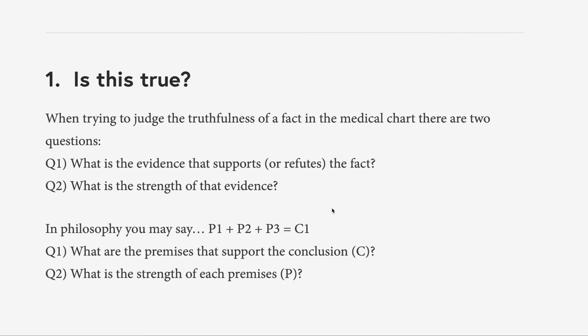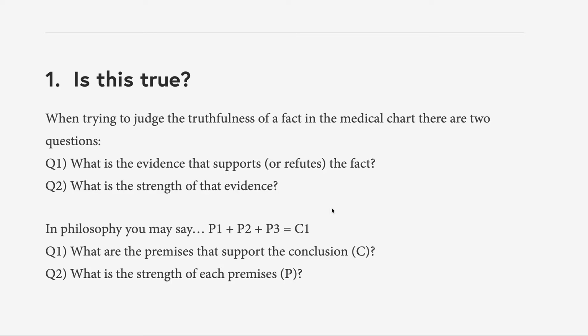Another way you could think about it in philosophy, we would say, is premise 1 plus premise 2 plus premise 3, do they all then lead to support the conclusion? If we wanted to make the allegory, we'd say, what are the premises that support the conclusion? That's the same way as thinking of what is the evidence that we need to support the fact. And then the second question is, what is the strength of each of those premises, or what is the strength of each of those facts?